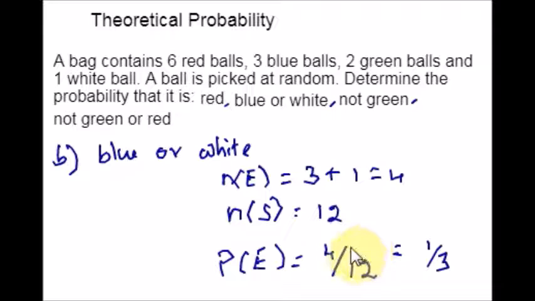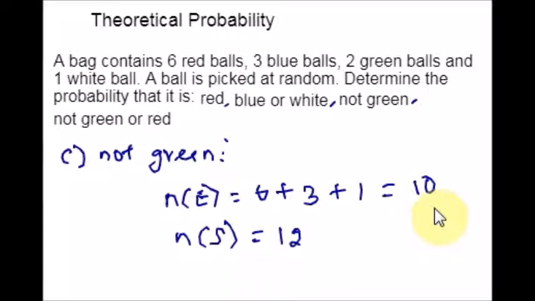And the third part is not green. Since we are just talking about theoretical probability, I am not going to give the formula for the probability of not an event. We are just going to focus on the method of how to solve a problem under theoretical probability. So not green. It means if you pick the ball, it should not be a green ball. It can either be red, blue or white. So the total number of successful outcomes would be 6 plus 3 plus 1. Am I right? So here the probability would be 10 over 12.